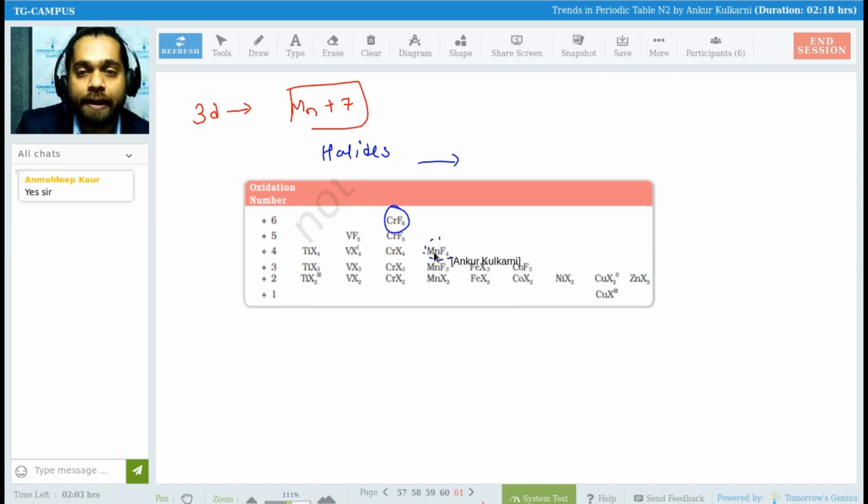and manganese will stop at F4 only. Please remember this. Manganese will stop at +4 and Cr will go up to +6. Done. Is it clear till over here?